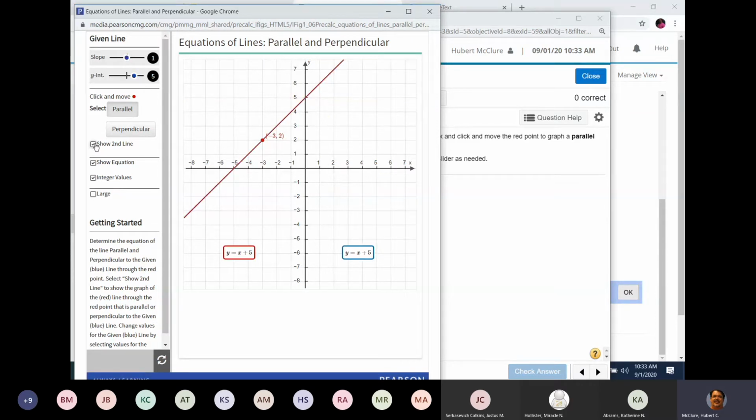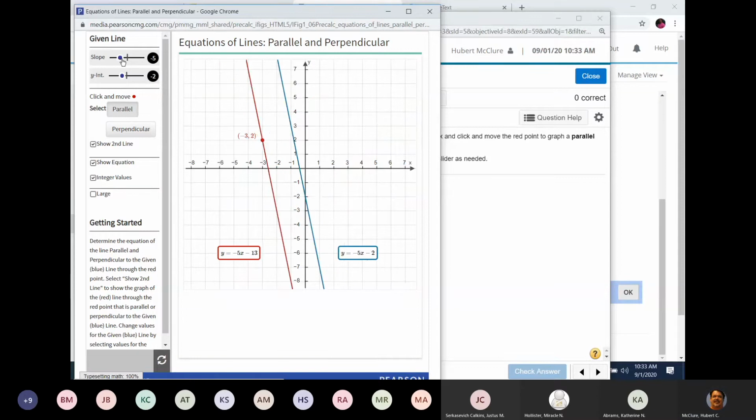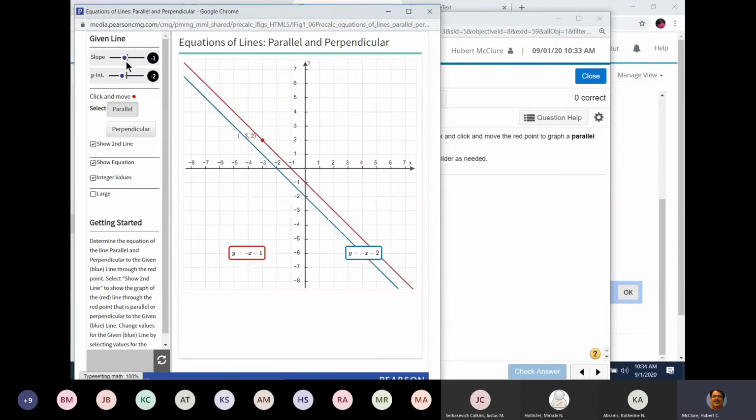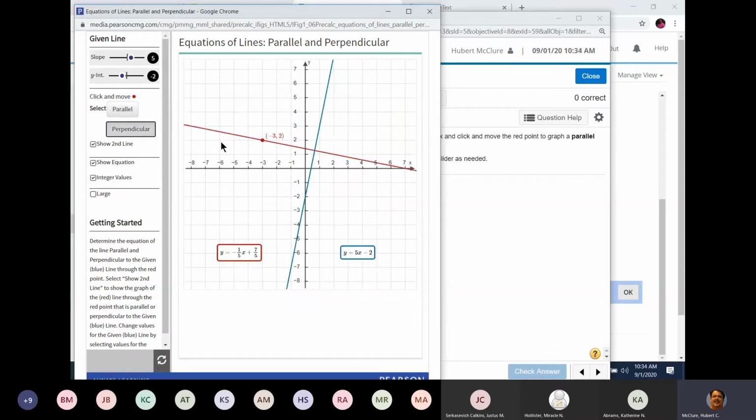Show second line. Oh, yeah. Y'all know I'm playing, don't you? Okay. So there's the parallel line, because the slopes are both equal to 1. Now, if I was to change the slope to a -1, okay, well, they're parallel. Oh, perpendicular. There we go. That's neat. I like that.